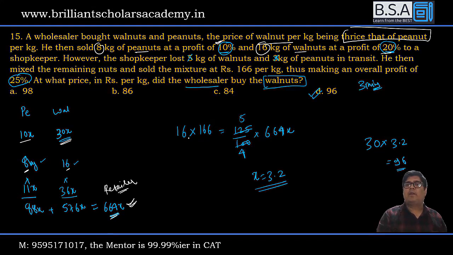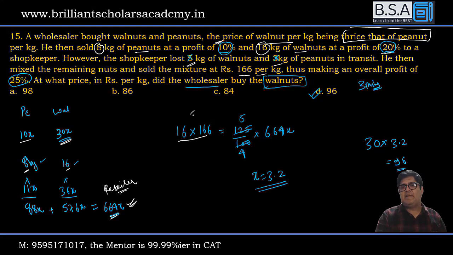Now, some quantity has been lost. It makes no difference what you lost, because at the end you're mixing both. So 8 kilograms of walnut and peanut are lost. He bought 24 kilograms, 8 kilograms are lost. So he mixes the remaining 16 kilograms and sells them at a price of 166 rupees per kg.